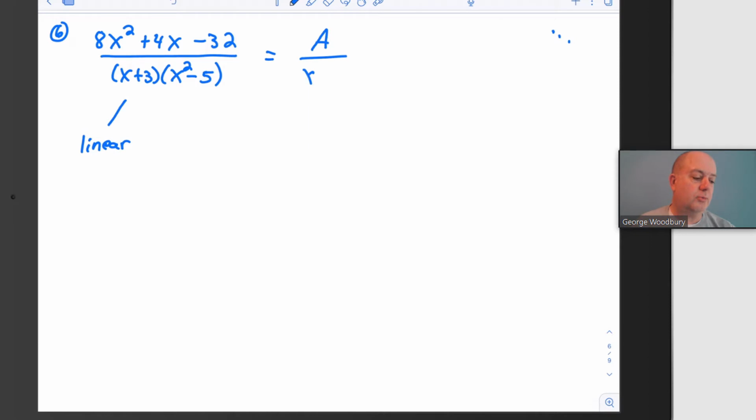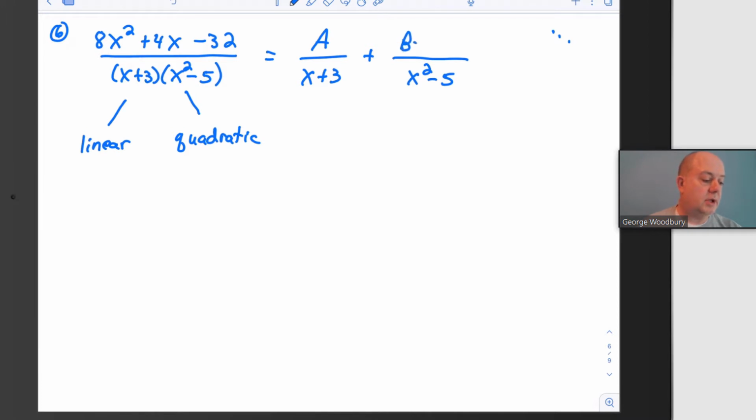So here, our denominator has x plus 3, which is linear, and we're going to start the same way that we did in the previous videos by putting A over x plus 3. But when you've got one that's quadratic, x squared minus 5, we need to use a different type of expression in the numerator for that factor. And that's going to be a linear factor of Bx plus C. So if we had 2 quadratics, we would have Ax plus B and Cx plus D in the numerator. Anyway, then we can go at this in pretty much the same way that we did before.